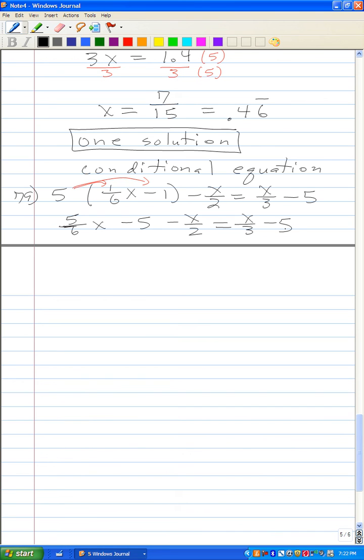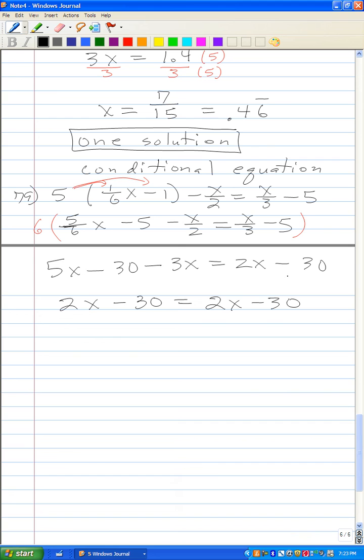Well, the least common denominator in this case is 6. I have here a 6, a 1, a 2, a 3, and a 1. So the least common denominator is 6. 6 is canceled, so we get 5x. 6 times 5, 30. 6 divided by 2 is 3x. 6 divided by 3 is 2 times x is 2x. 6 times 5 is 30. Let me combine like terms. So I get 5x minus 3x is 2x minus 30. Equals 2x minus 30.